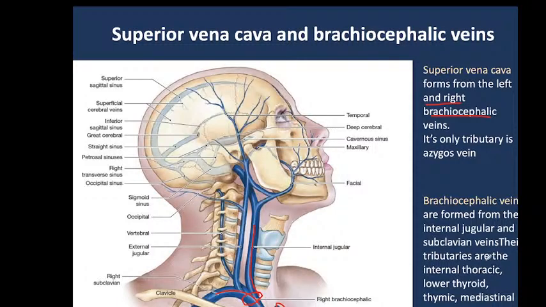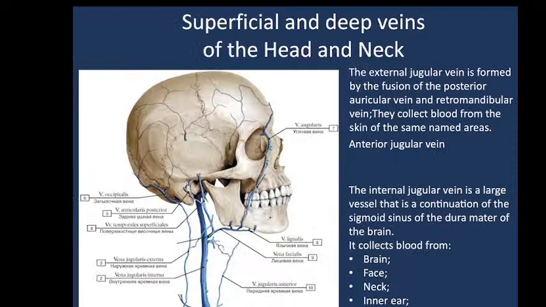And some veins come into the brachiocephalic veins. We call them tributaries. Tributaries for brachiocephalic veins are thoracic veins, lowest thyroid veins, thymic veins, and mediastinal veins. They come into the short brachiocephalic veins.